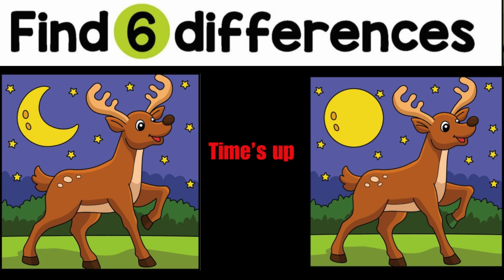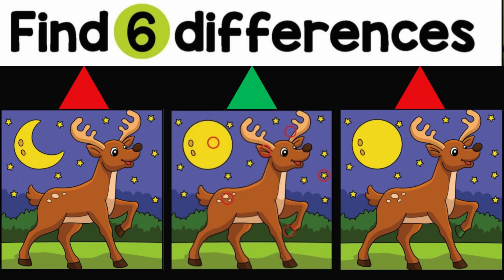Time's up. Let's see how you did. The differences between the two images were: number one, a different shape between two moons. Number two, a color change in the dotted marks on backside of a deer. Number three, a change in right ear of a deer.